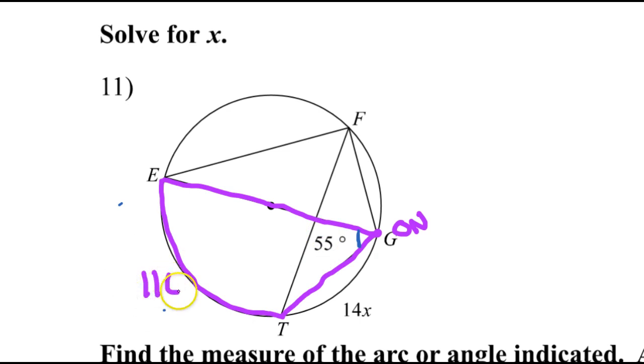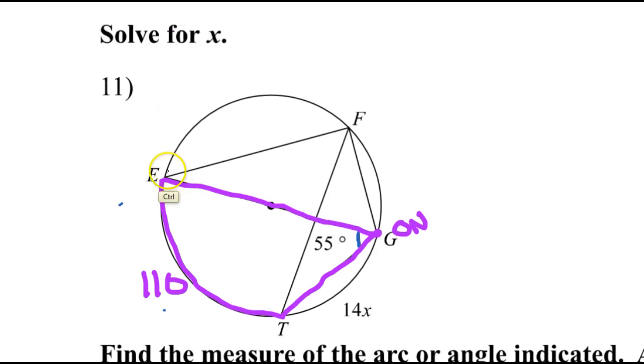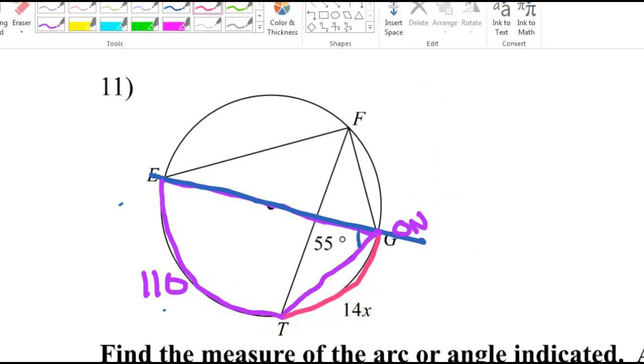So this is 110. Now, notice that we have a diameter right here. So that means this side of the line is a semicircle. So this all has to add up to 180. So in other words, 110 plus this 14x has to equal 180.